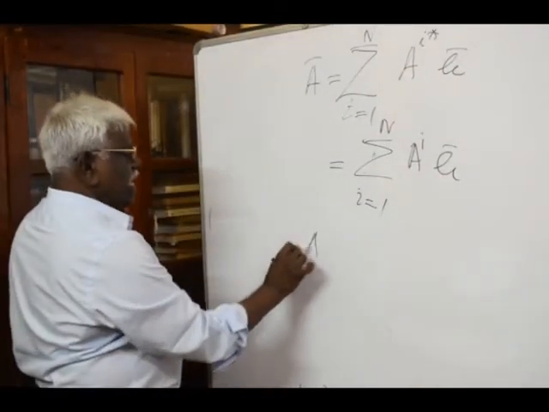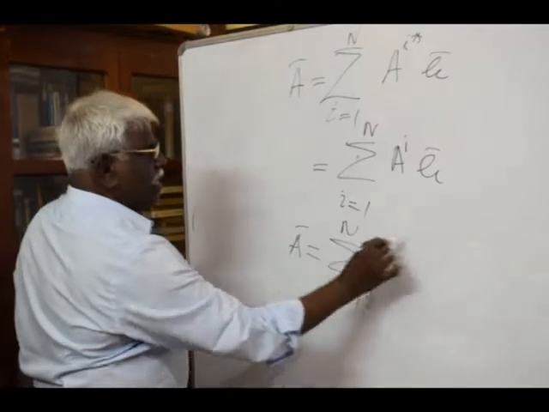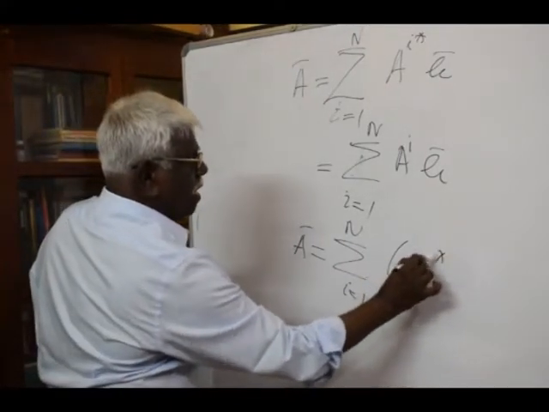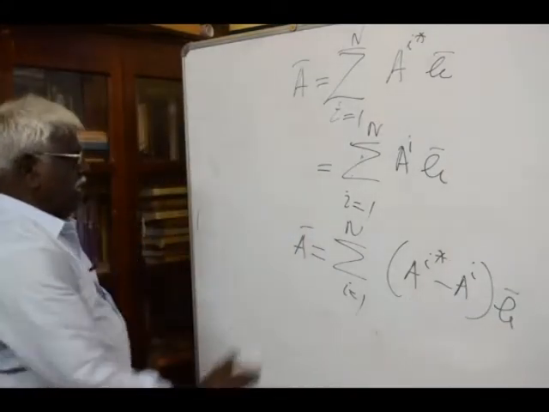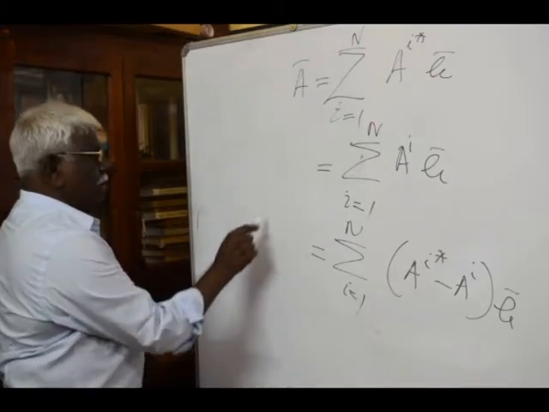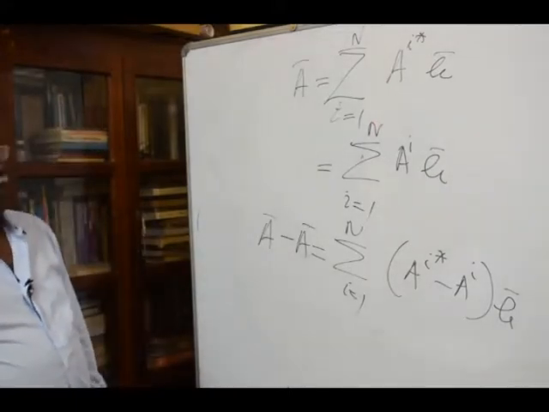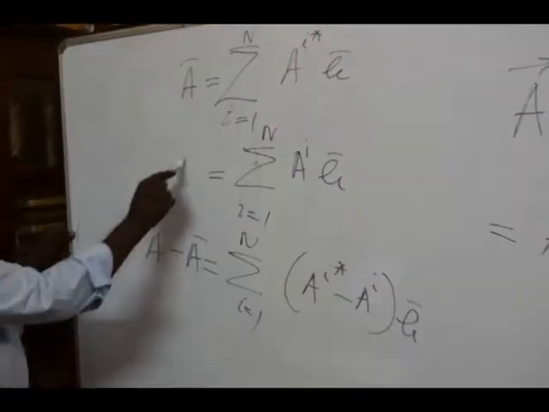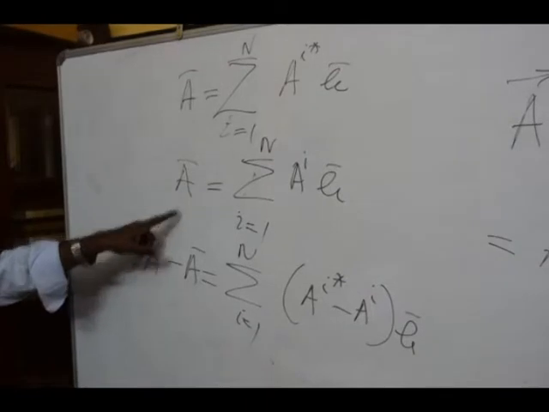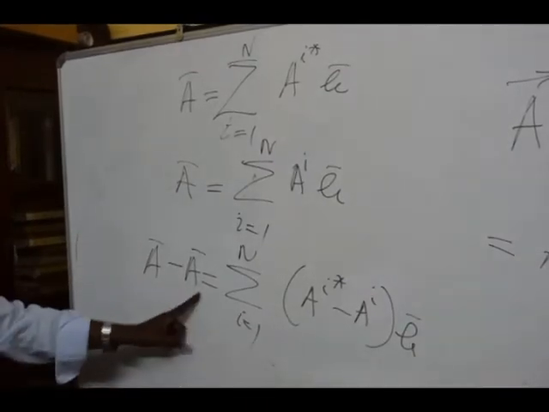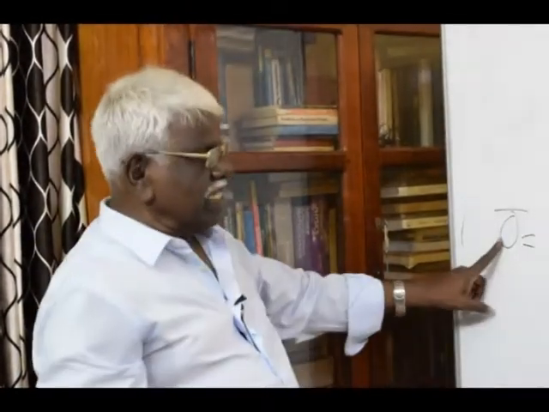Then vector A minus vector A equals sigma over i, 1 to n, of ai star minus ai times ei. Subtracting one vector from the same vector gives the 0 vector. The left hand side is the 0 vector, so this is the 0 vector.